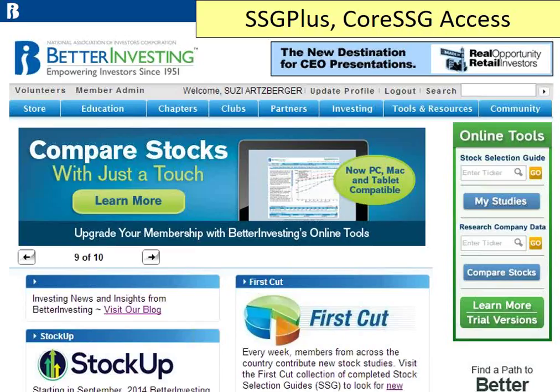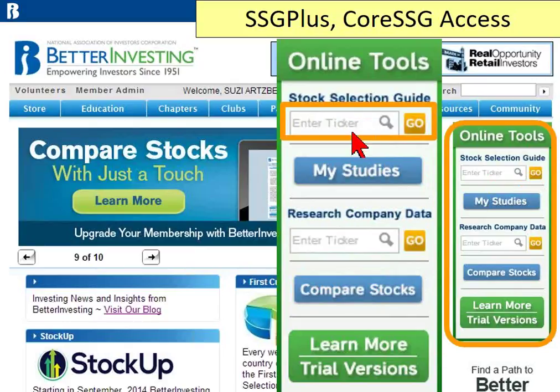Moving on, let's talk about how we can access the tool. This is a screenshot of our member homepage. And the links to the online tools are up here in the upper right corner. And so let me highlight that a little bit. Green box, upper right. And what we're going to do tonight is actually go directly to our stock selection guide by entering our ticker symbol here.